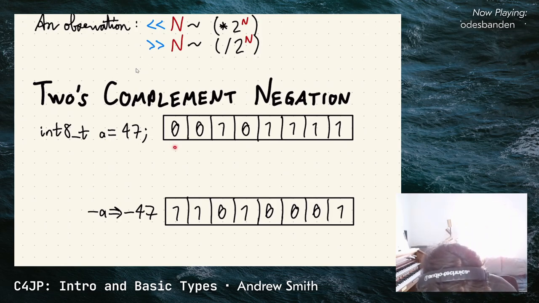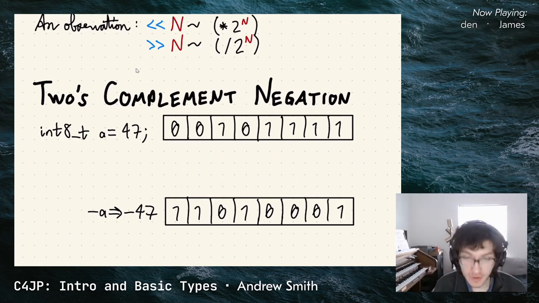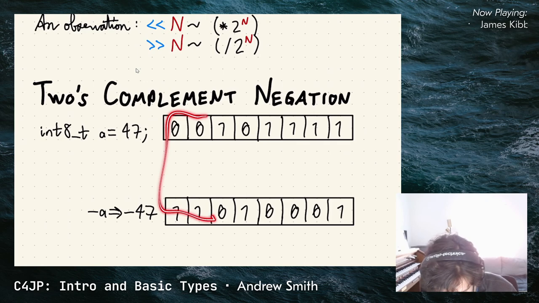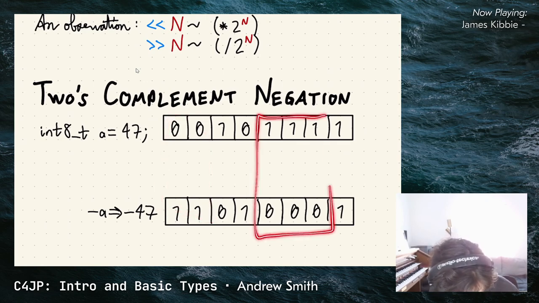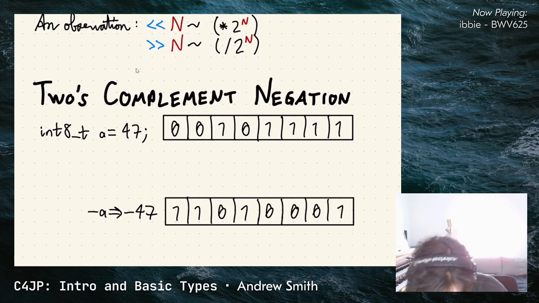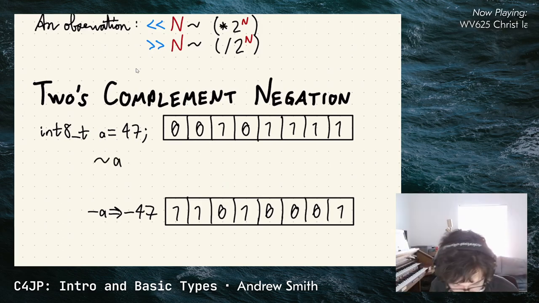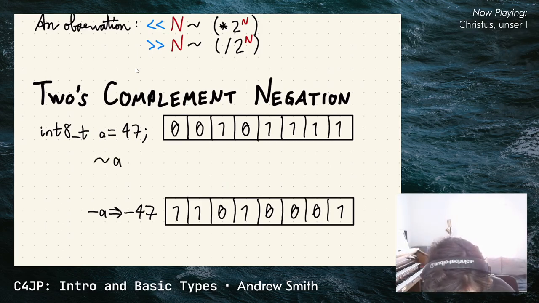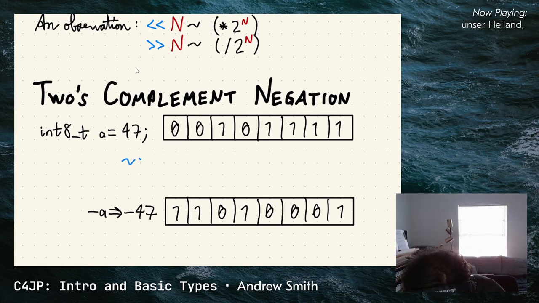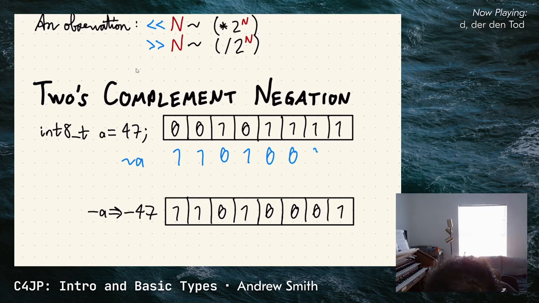The first thing I want us to observe is that every bit, except for this last one, when we go from positive to negative, is just flipped. Every time we've got a 0, we get a 1. Every time we get a 1, we get a 0. So I'm going to start off by doing a bitwise inversion of a, and let's do that in a different color so we can see it.